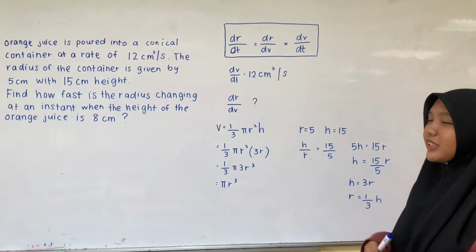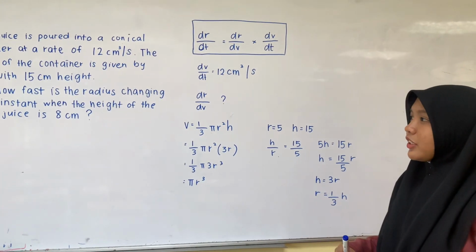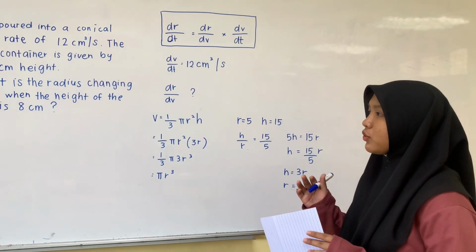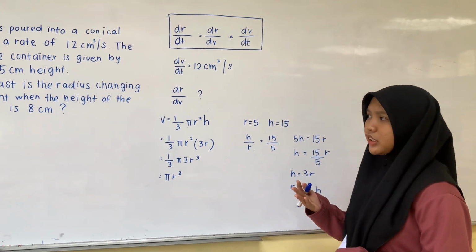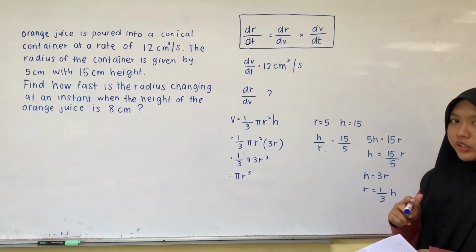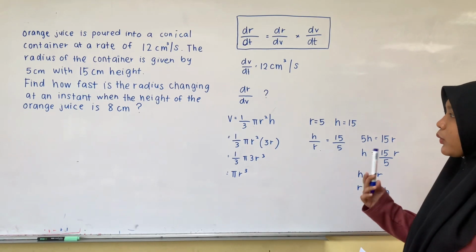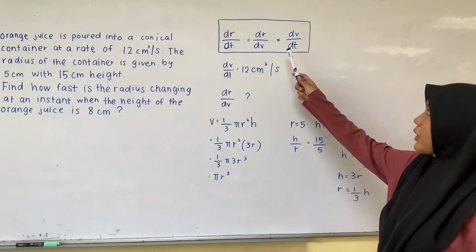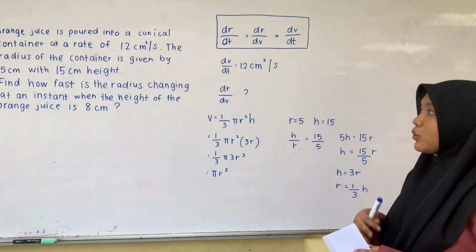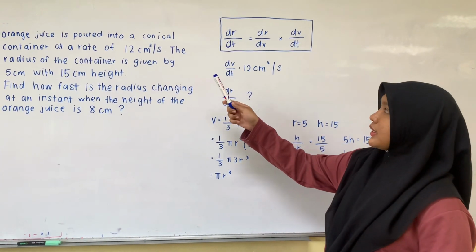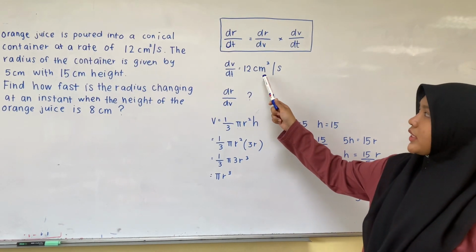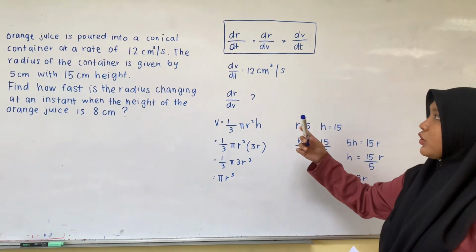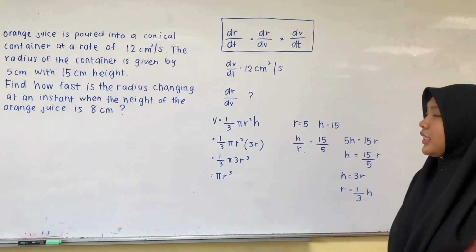Moving on to a more detailed explanation. As Bella just said, the main objective of this question is that we want to find how fast the radius is changing at an instant when the height of the orange juice is 8 cm. The formula that we have is dr over dt equals dr over dV multiplied by dV over dt. The question already gave us dV over dt, which is 12 cm³ per second. So now we have to find dr over dV to apply into the equation.